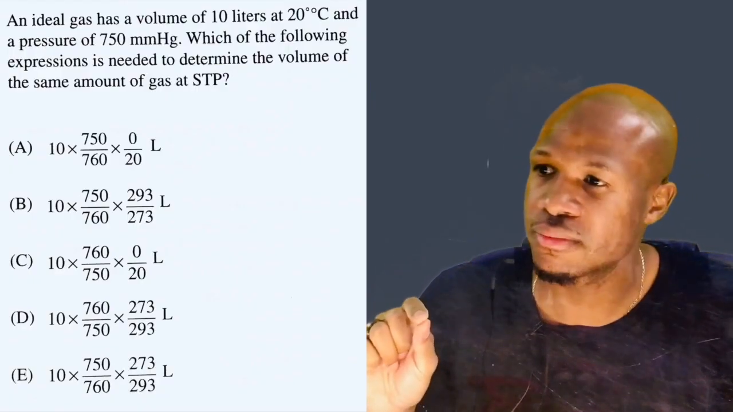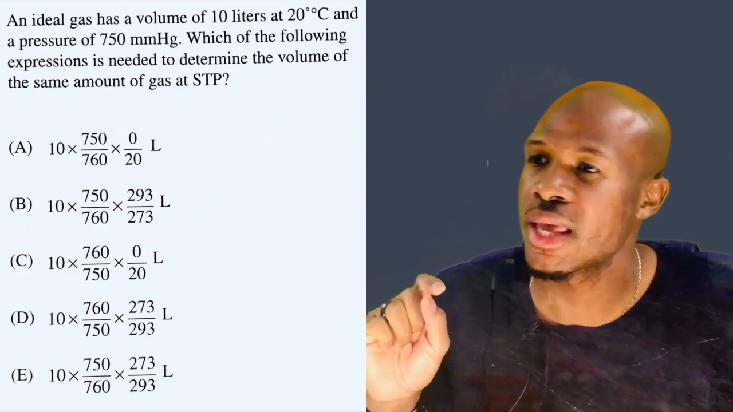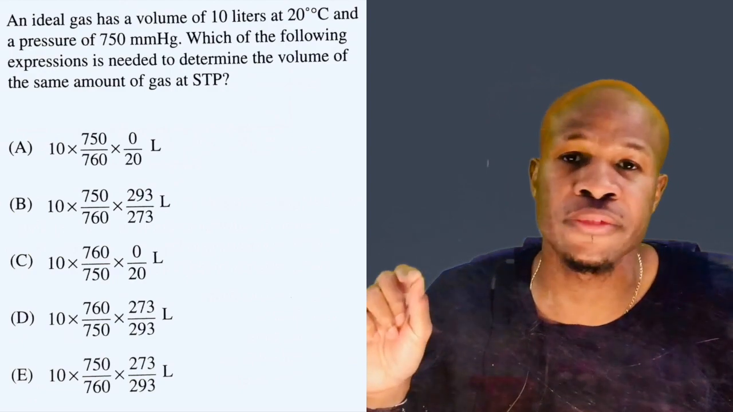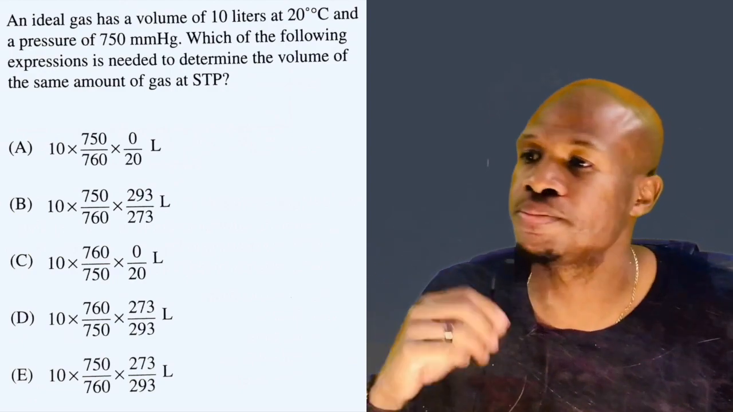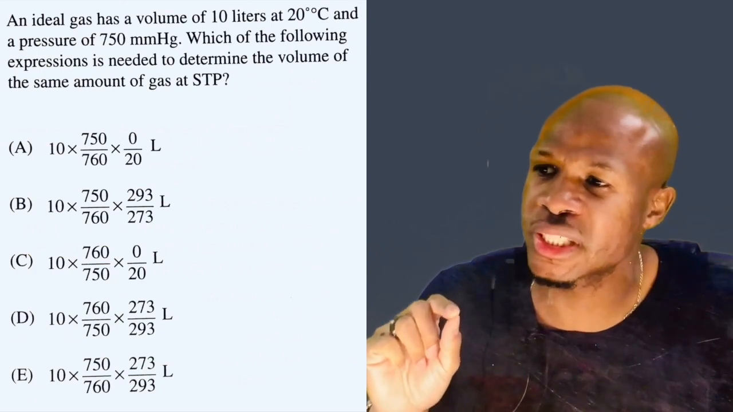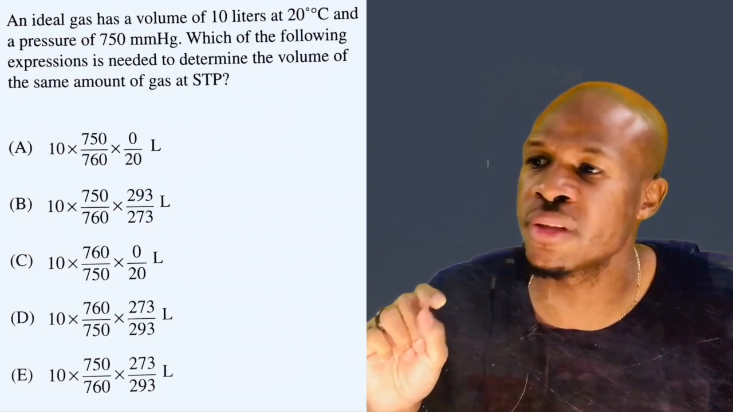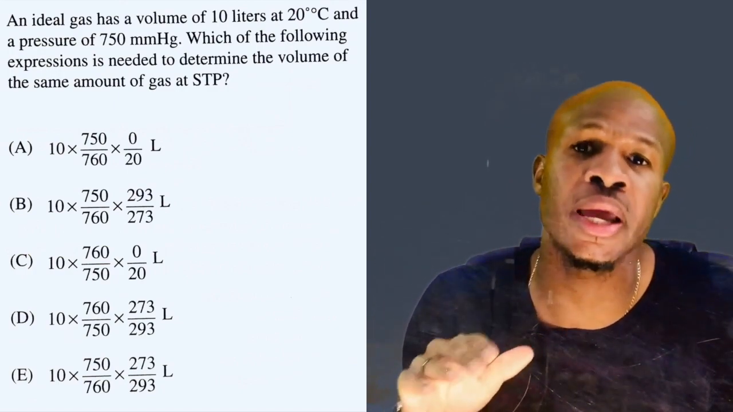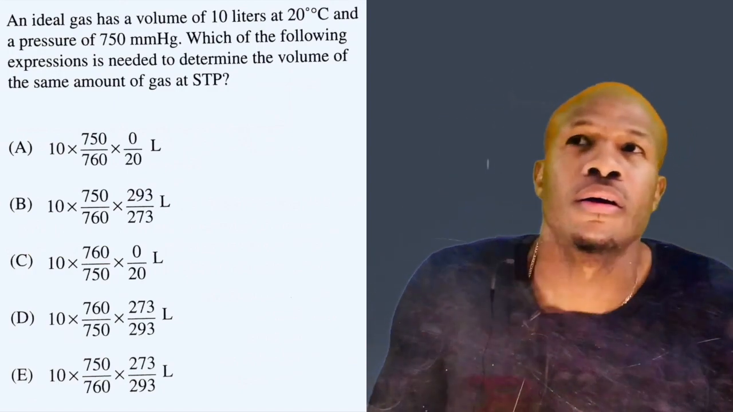Okay, so let's try another one. Let's move on to question number 2. I actually like this question because there's some math involved, and these tend to be my favorite. Let's take a look at it. It says, an ideal gas has a volume of 10 liters at 20 degrees Celsius and a pressure of 750 millimeters of mercury. Which of the following expressions is needed to determine the volume of the same amount of gas at standard temperature and pressure?